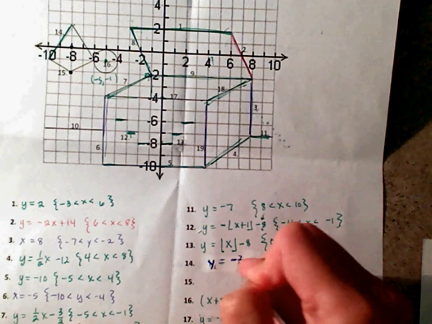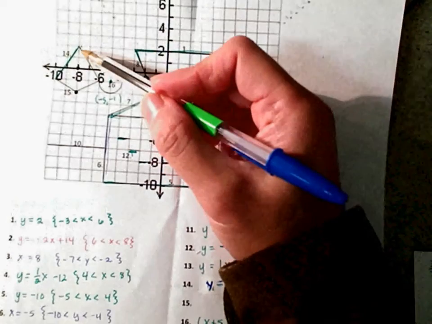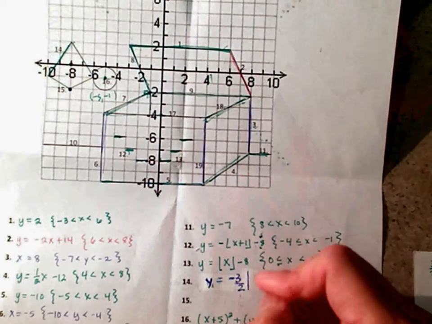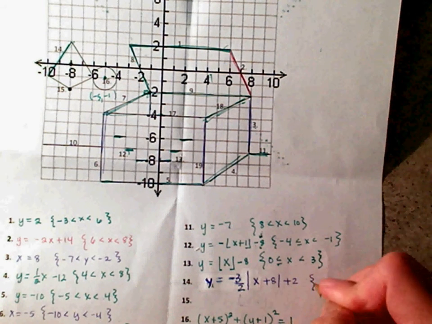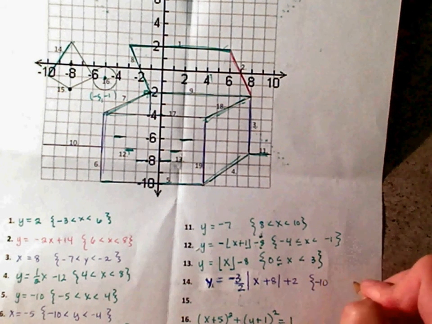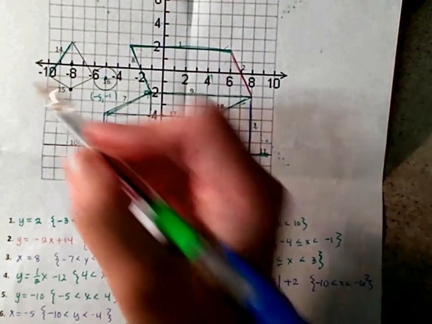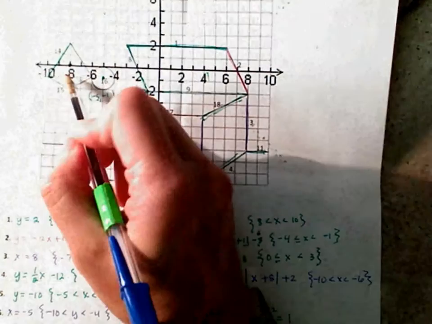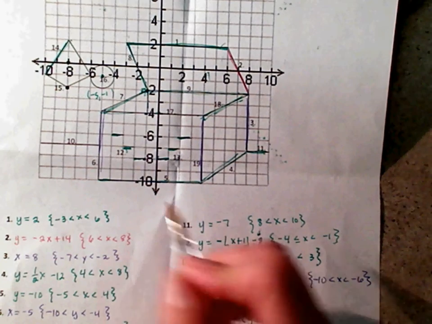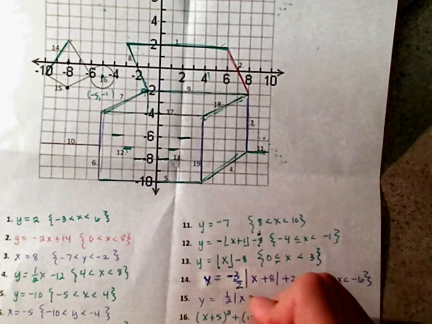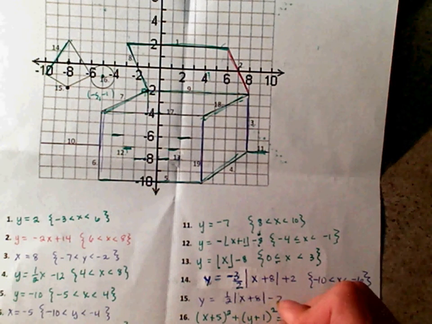All right, absolute value. Where is that vertex? It is at negative 8, 2. So x plus 8 plus 2. And your restrictions from negative 10 to negative 6. Okay, 15 is positive, but you went 1 up over 2. x, you are at negative 8, makes it a positive 8. Absolute value, negative 2. Okay, so it's on the other side. Same restriction.